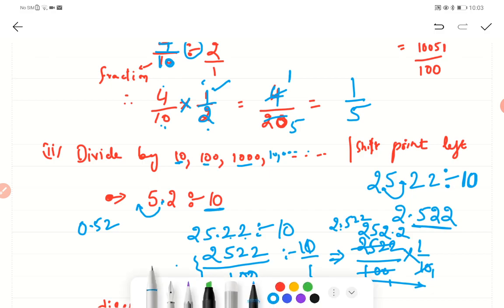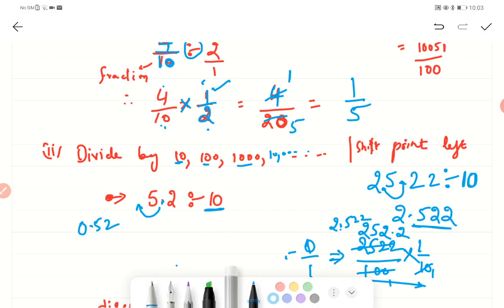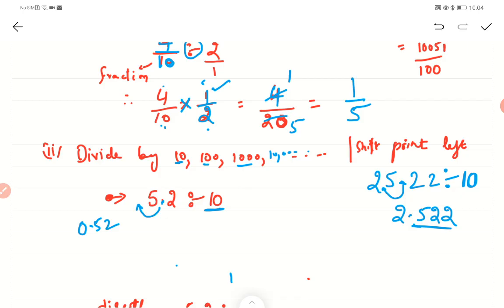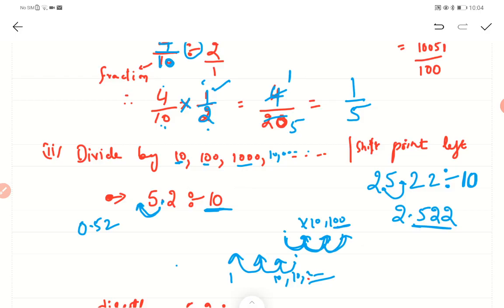So simply, whenever you have a decimal number and you divide it by 10, 100, 1000, 10,000, the number of zeros you have in the divisor, that many positions you need to shift the point to the left side. That is opposite of multiplication. In multiplication you are shifting the point to the right side; in division your point is shifting to the left side. Multiplication with tens, hundreds, division with tens, hundreds, thousands, and so on. How many zeros are there? So many shifts you are doing with the point.